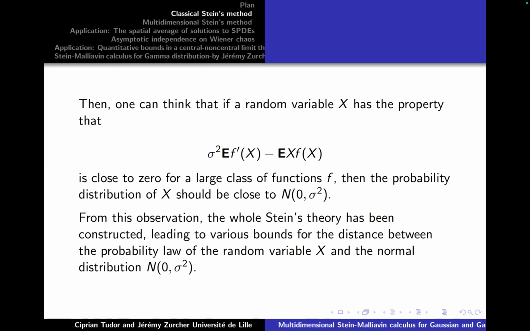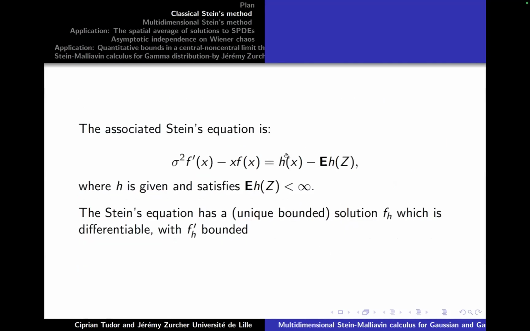So many bounds will be obtained from this idea. Let me show how. First step, you associate a Stein equation. What is a Stein equation? The Stein equation is the following: σ² f'(x) − x f(x) = h(x) − E[h(Z)], where Z is Gaussian.